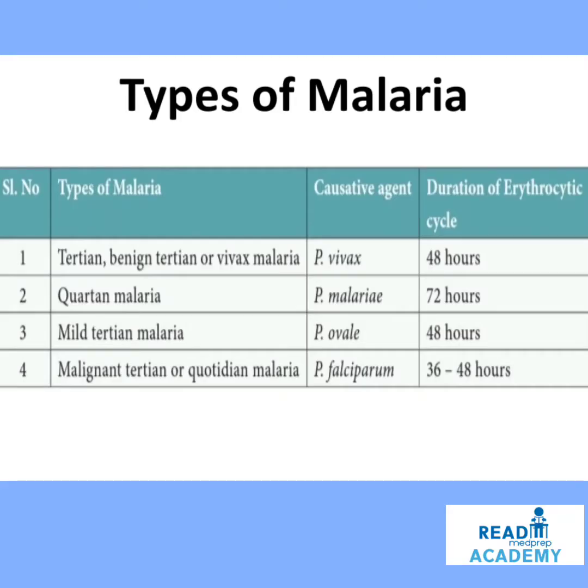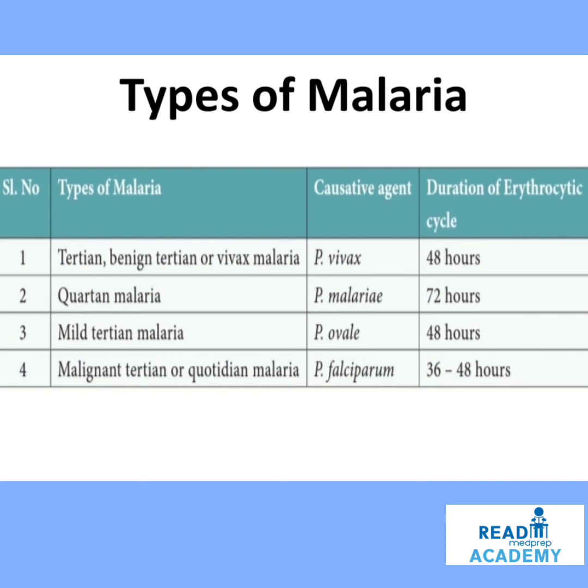What are the types of malaria? Tertian, benign tertian or vivax malaria, caused by Plasmodium vivax. The duration of the erythrocytic cycle is 48 hours. Quartan malaria, causative agent is Plasmodium malariae. The duration of the erythrocytic cycle is 72 hours.